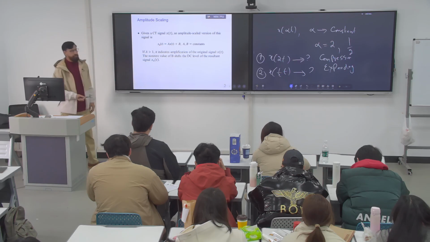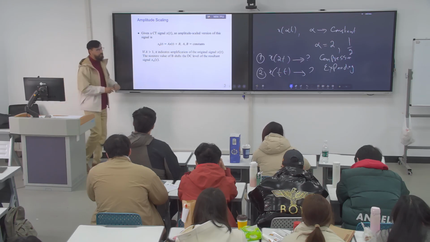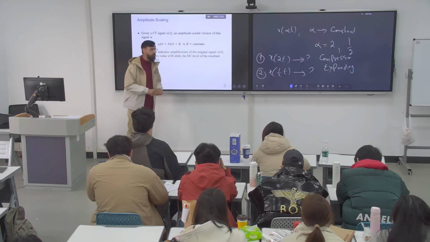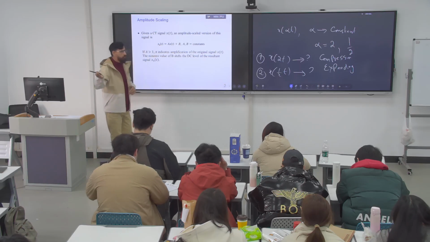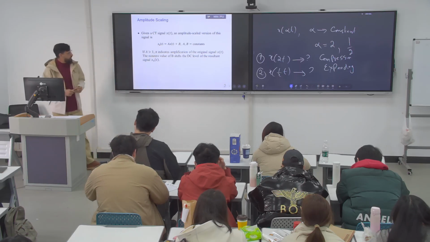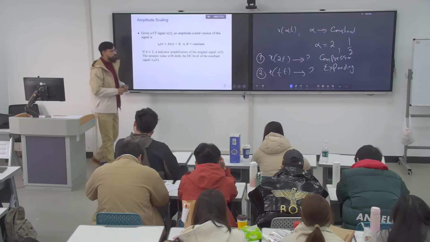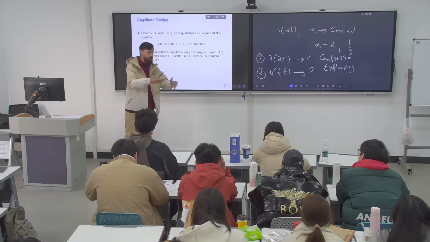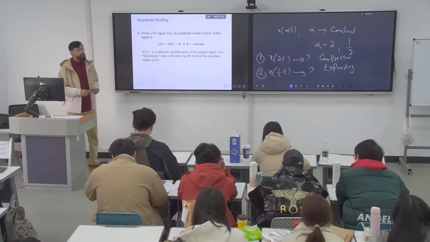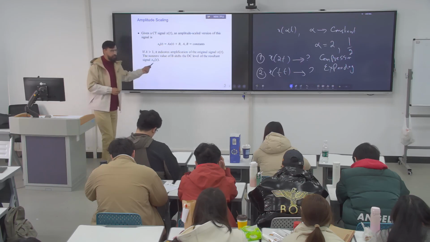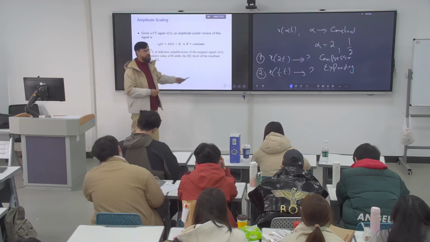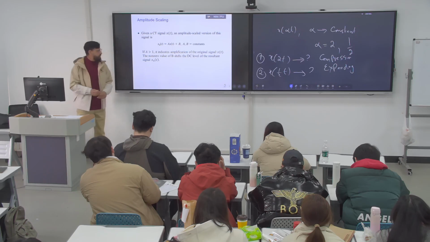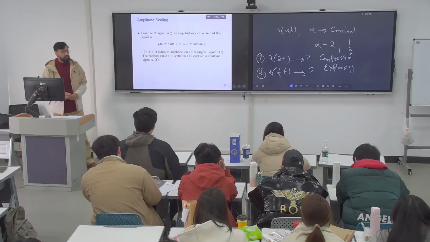Now, amplitude scaling. Here is the amplitude scaling, a times x of t. So I'm amplifying a signal. Here, this shows amplification if a is greater than 1, so I'm amplifying the signal. Similarly, what is b? Well, b is the DC level. b shifts the DC level of this signal.